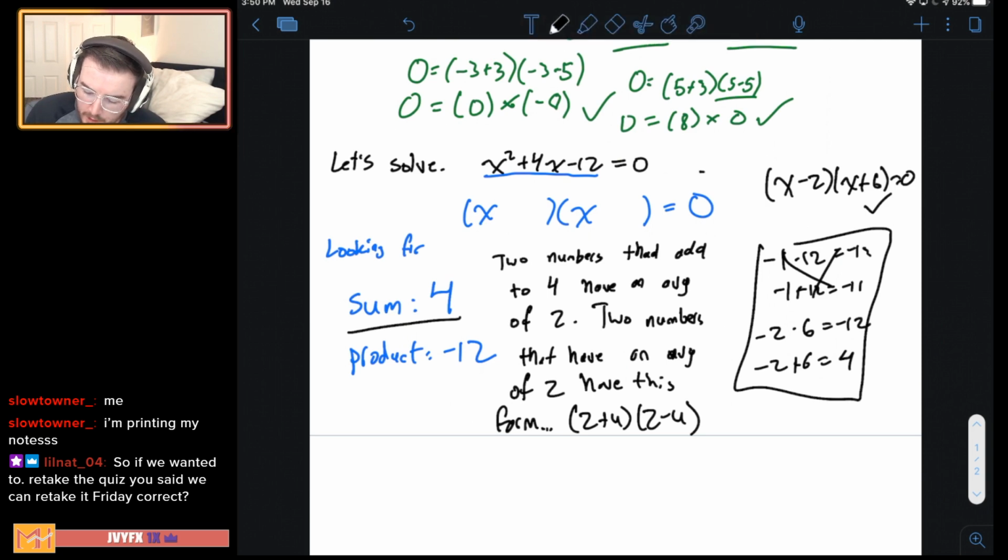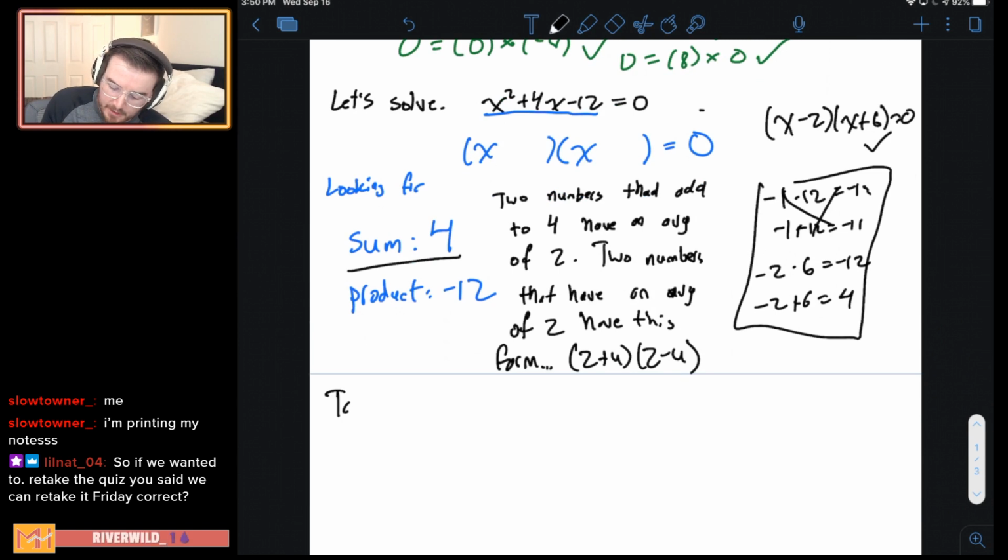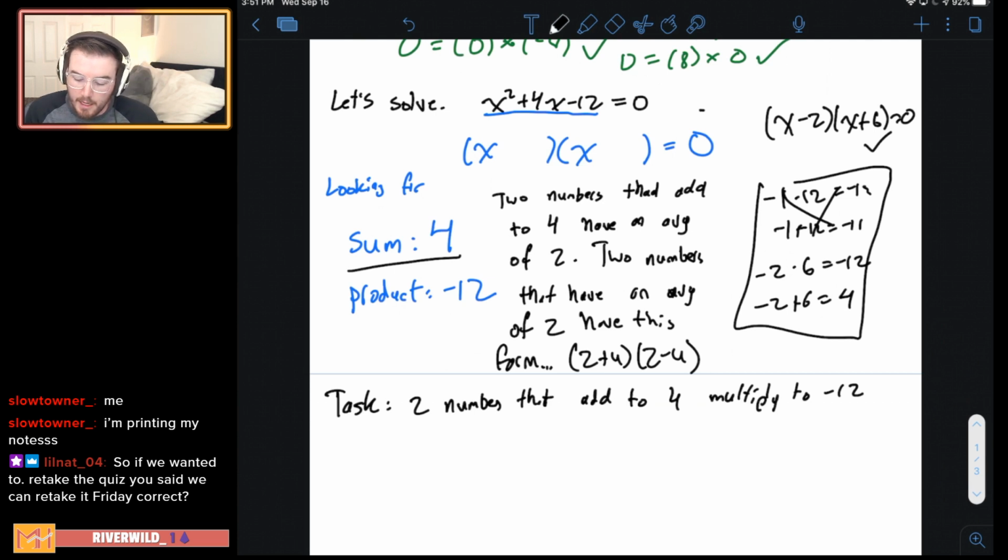Okay? So again, what's our task here? We're trying to come up with two numbers that add to 4, multiply to negative 12. I'm saying those two numbers take the form 2 plus u and 2 minus u.